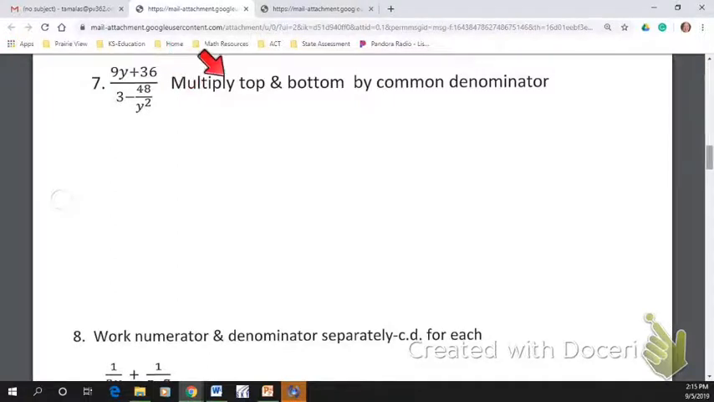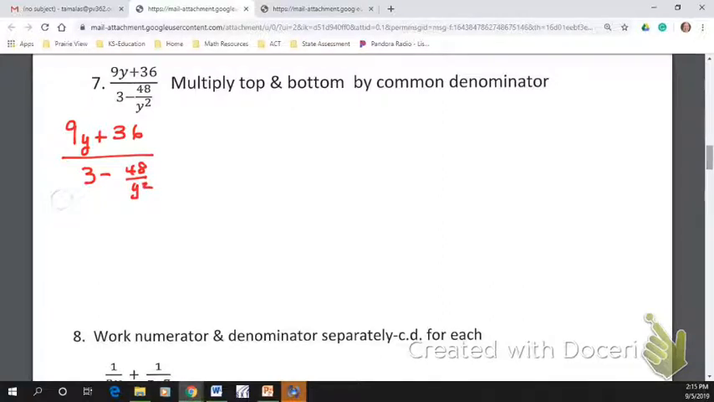This one says multiply the top and bottom by a common denominator. When you look at all 4 terms you have here, the only denominator you have is a y squared, right? So I'm going to take all 4 terms times y squared, because when I take this times y squared, they'll cancel and the fraction within a fraction will go away. So essentially it's going to look like this. 9y plus 36, I'm just writing the original problem down right now, over 3 minus 48 over y squared.